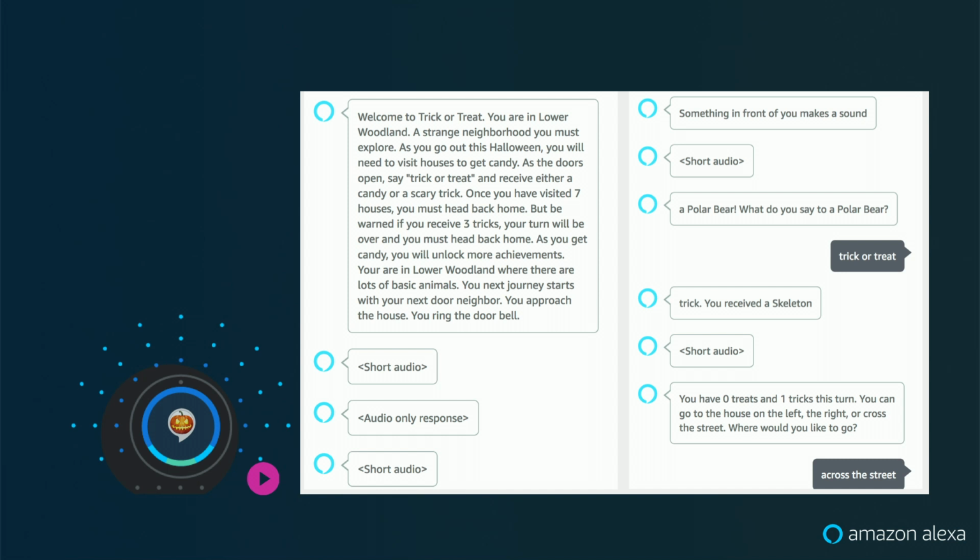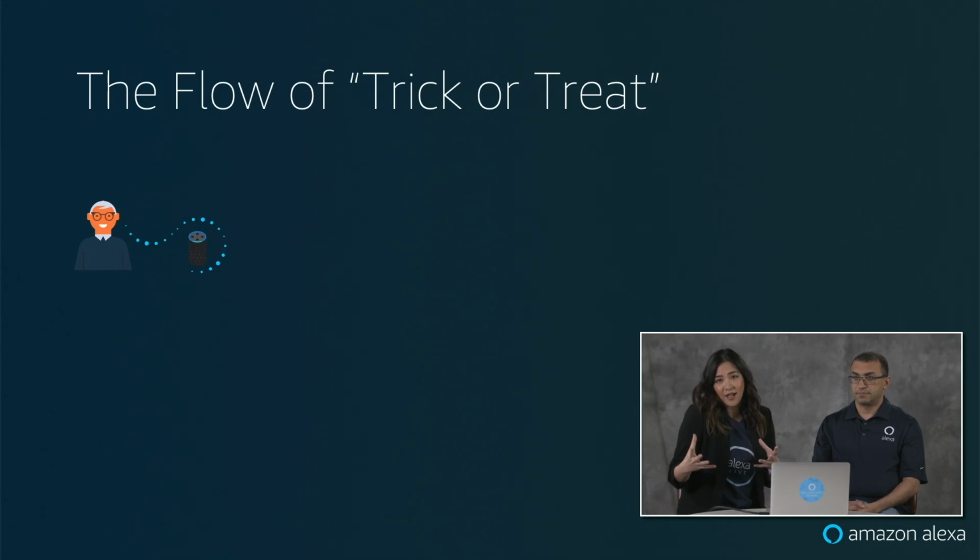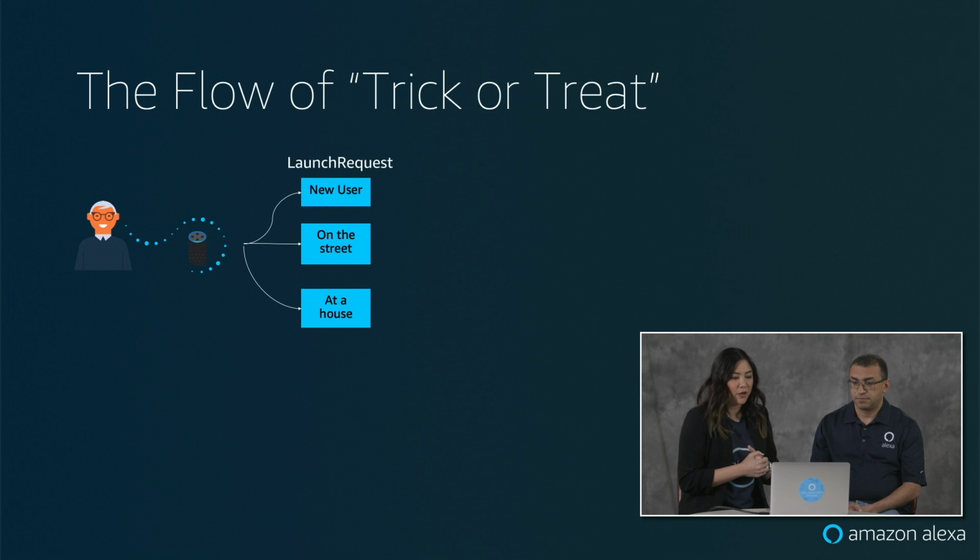So as you can hear, basically you can go to a door, say trick or treat, and this is where the skill decides what fun thing to do next. So let's go over the quick flow of the skill so you can understand what the CX is like and what the different experiences are in the skill. As a new user, you can start at the very top of the skill and hear the introduction that you just heard. Or if you're a returning user, you can come back either on the street or at a house to continue your trick-or-treating experience.